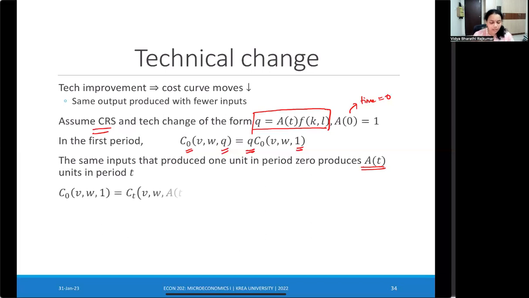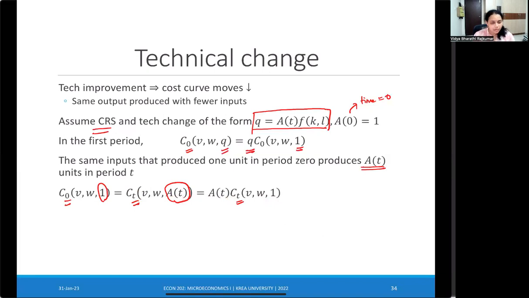So we're going to write this down in the following manner. The inputs that I used in time period 0 to produce 1 unit of output, those same inputs in time t will actually give me A(t) units of output. Same inputs, more output. That's what this means. Now, if you just focus on the second part of this equation, the cost of producing A(t) units of output is nothing but A(t) times the cost of producing 1 unit of output. And this, we're anchoring it in time period t.